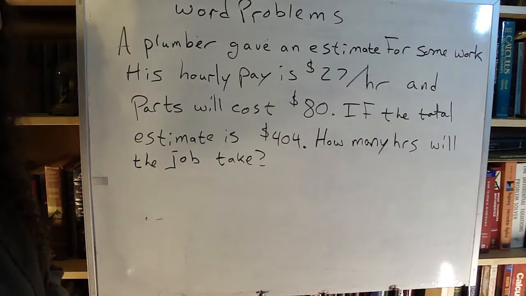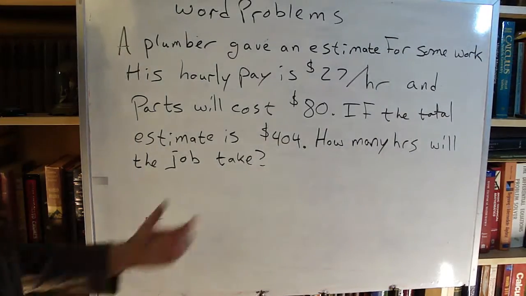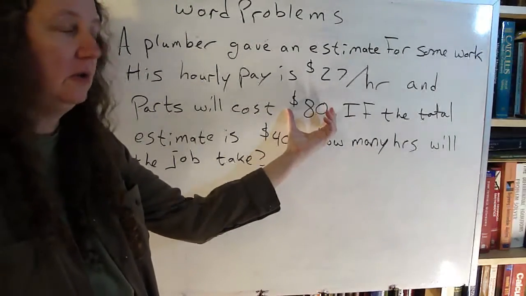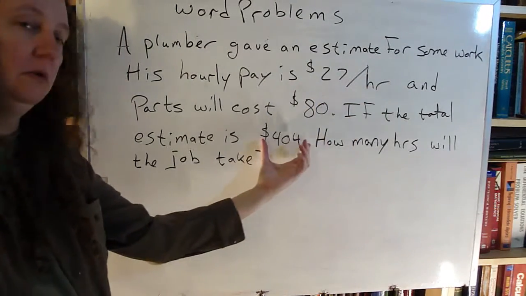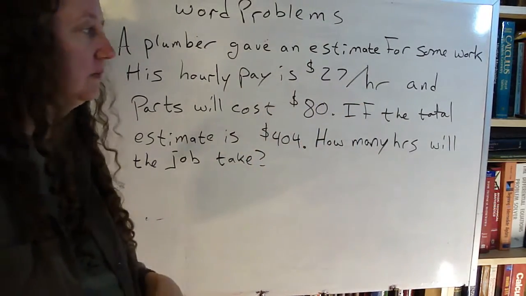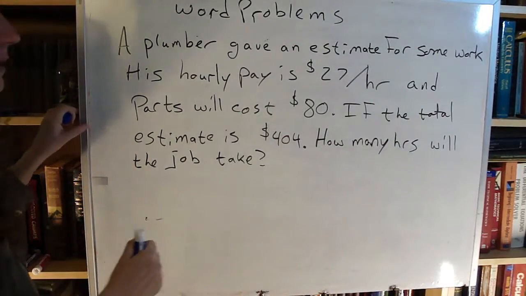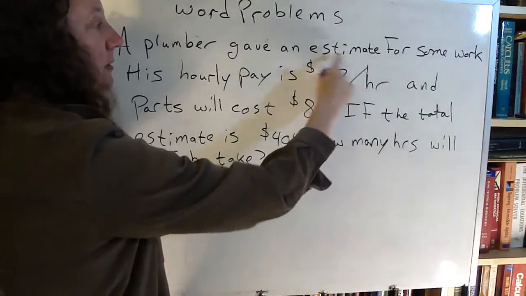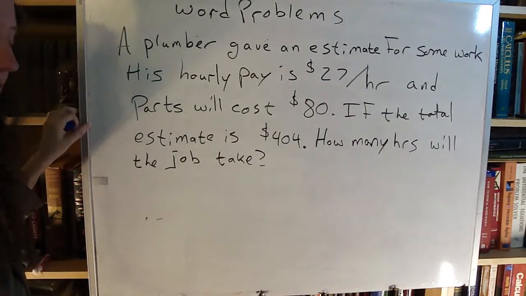So most of you have heard something about parts plus labor. This is one of those examples. We have the cost of the parts, plus we have the cost of the labor to equal the total price. Figuring out the cost of the labor includes finding how many hours are being worked.